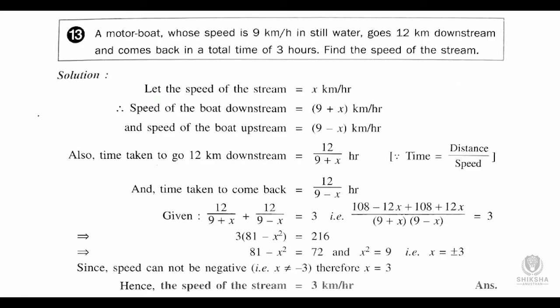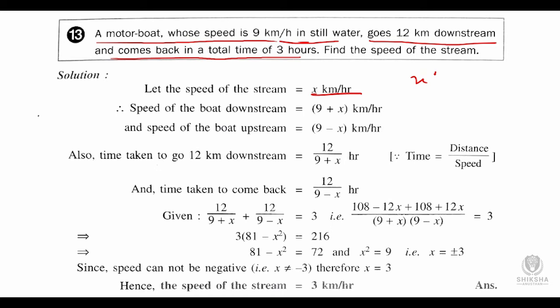Now coming to the last type, a motorboat. A motorboat whose speed is 9 km per hour in still water goes 12 km downstream and comes back in total in 3 hours. So in this case, if the speed of the stream of the river is taken as x km per hour, then if you go downstream, it means going or flowing with the river.